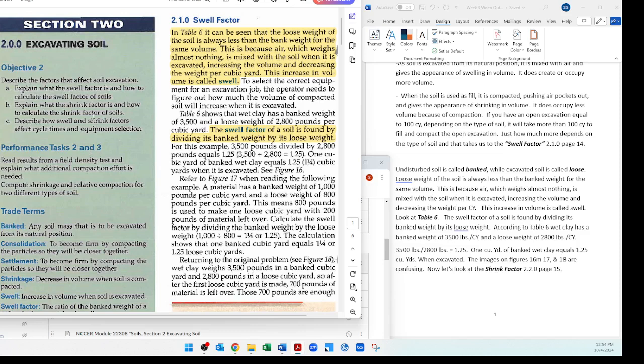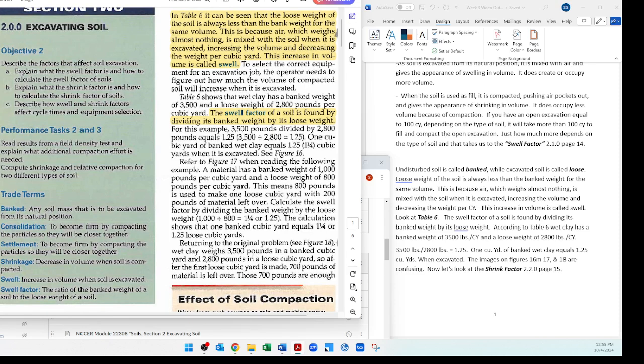And the first thing that you will need to know is terms. These performance tasks, maybe we'll get to do those if we can find somebody to come out during our in-person training toward the end of the term with a nuclear density meter, and we'll do some actual soil testing. That is my hope. I worked on it. So banked is any soil mass that is to be excavated. In other words, it hasn't been dug up. It's in its natural state.